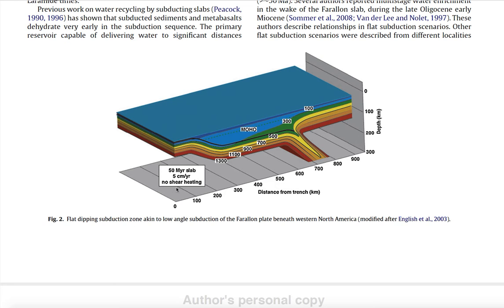Such a flat dipping subduction does not have a mantle wedge between the subcontinental lithosphere and the dipping slab. Normally, when you have a steep dipping subduction, you have a mantle wedge. The mantle wedge is here totally missing. And why do we have a flat subduction? Flat subduction occurs when your subducting slab is too buoyant. And what makes it buoyant?